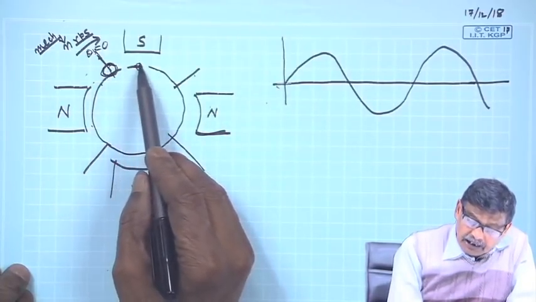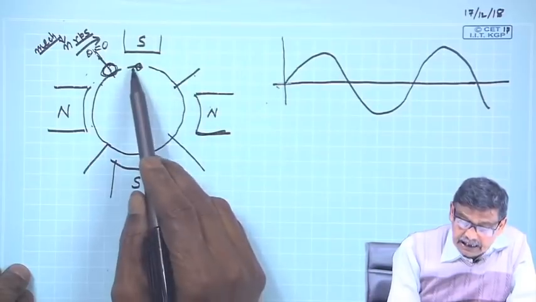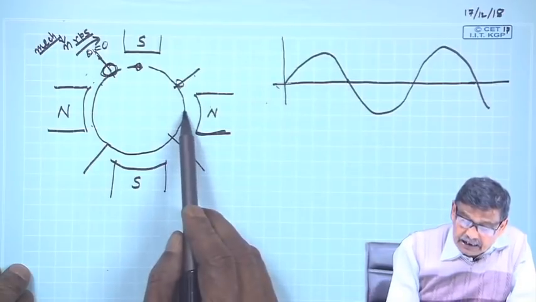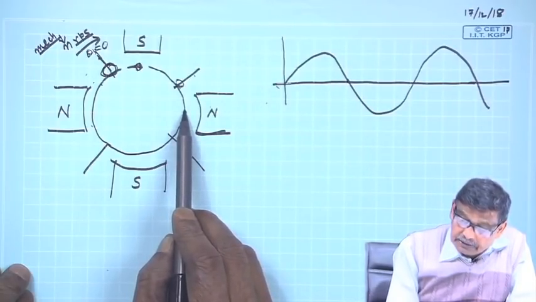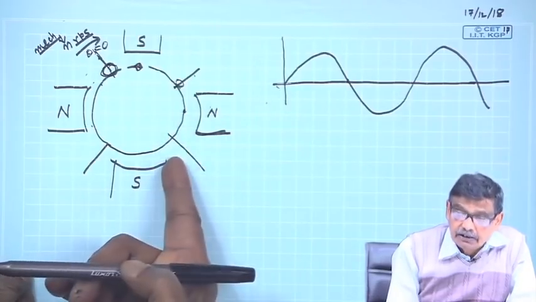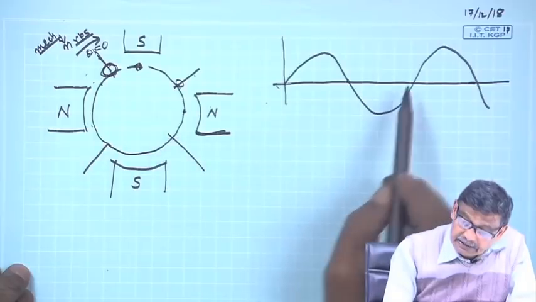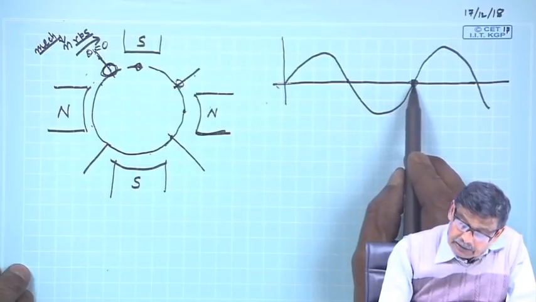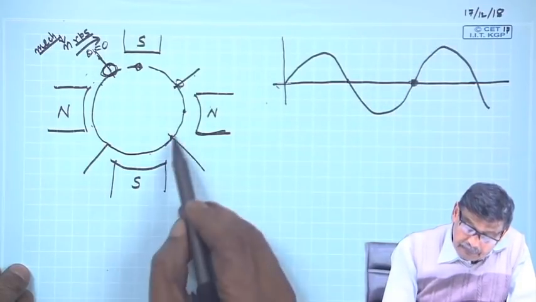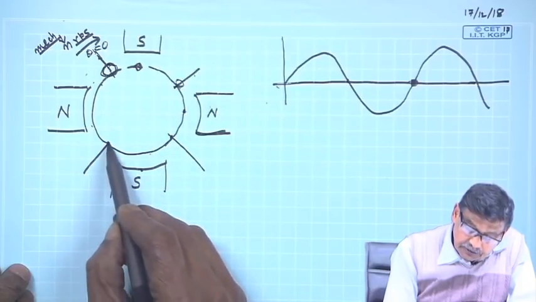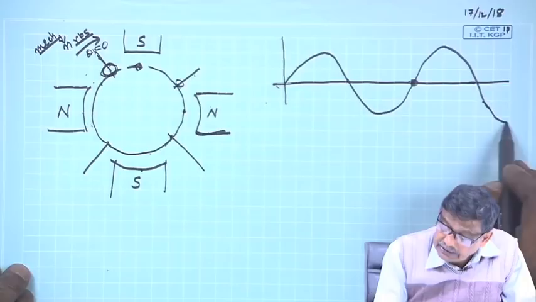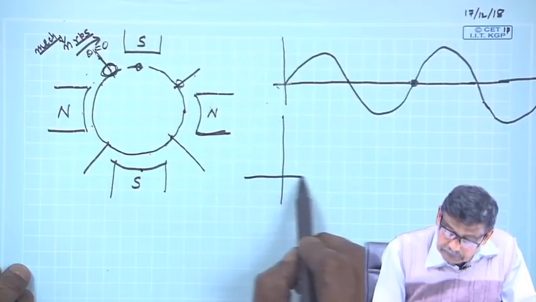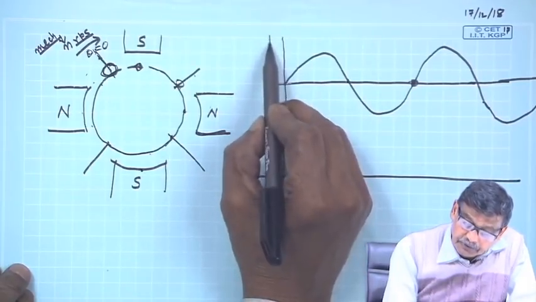Now, it will become maximum here. Then when the conductor comes here, voltage will be 0, indicating this point. It will be maximum when it comes here, but in the opposite sense, because it is now under the north pole. Same conductor, once again 0 here. Then once again it will have maximum here, 0 here, maximum here. So, this is the thing. So, this is B distribution.